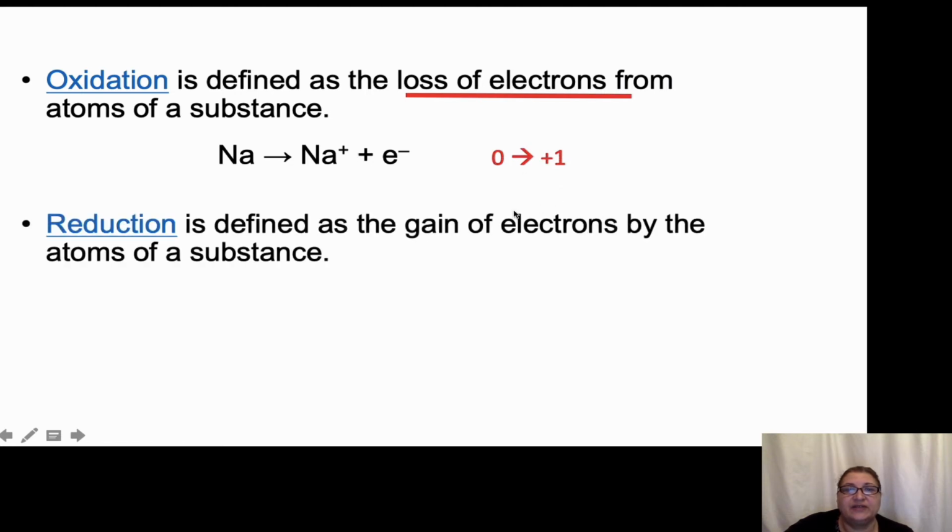0 to +1. Reduction. The gain of electrons by the atoms of a substance decreases an atom's oxidation number. Okay, so chlorine going from 0 to -1, that's a gain in electrons. And reduction is going from 0 to -1, the decrease in the number.